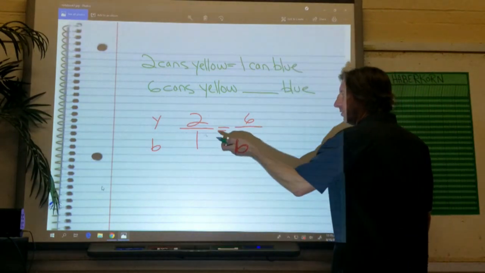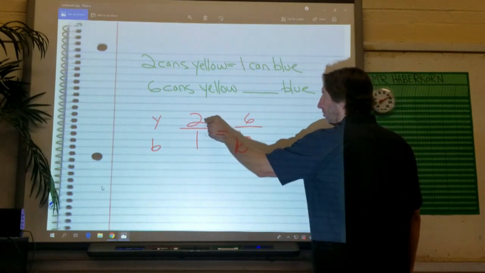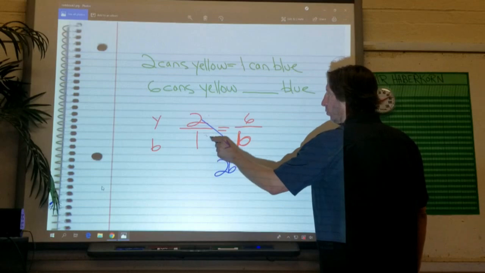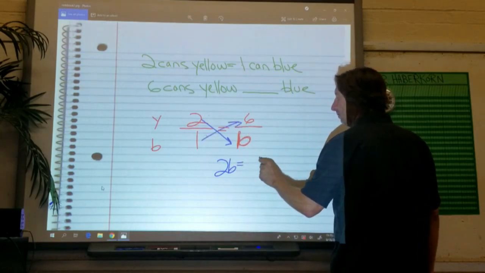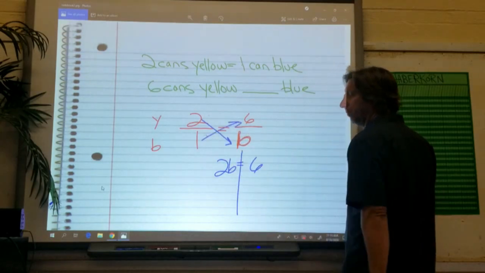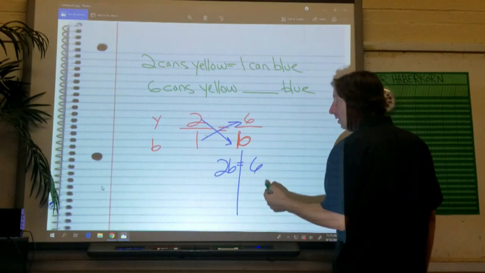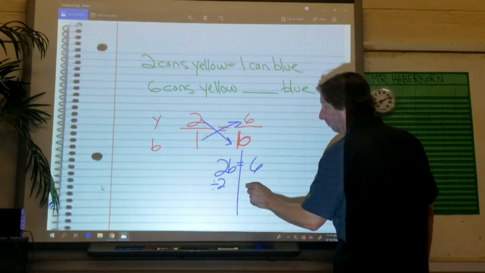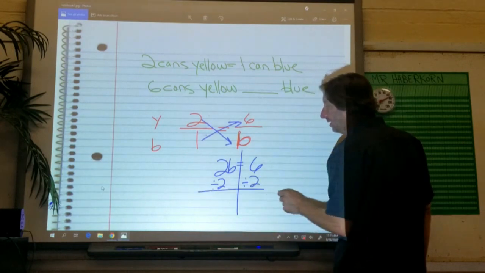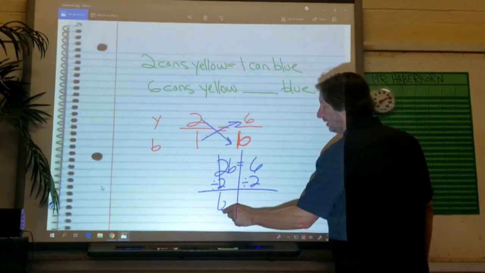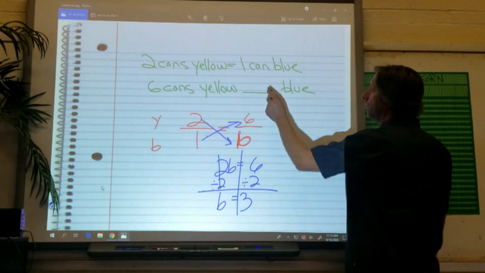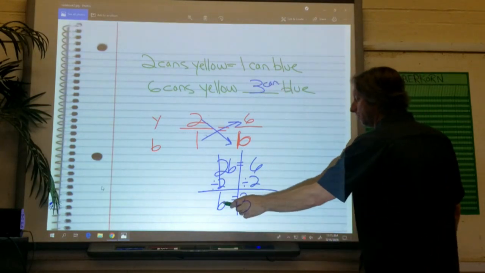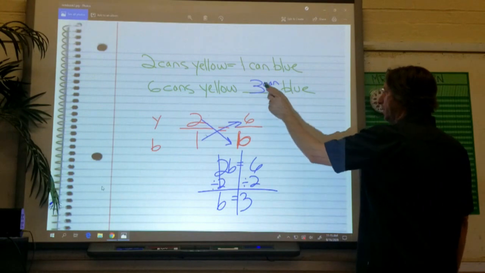All right, so we cross multiply. Variable first. 2 times B is 2B. 1 times 6 is 6. Solve my proportion, or my equation. Get the B by itself, so I divide by 2. I should be getting good at these now. And B equals 3. So we need 3 cans of blue. So blue equals 3, right? 3 cans of blue.